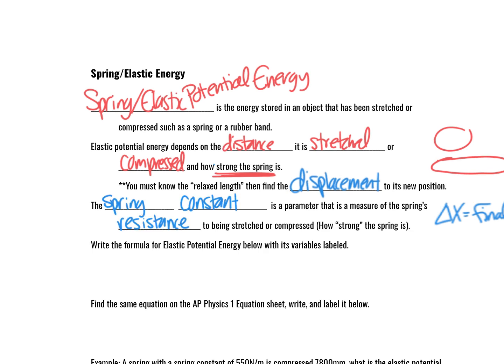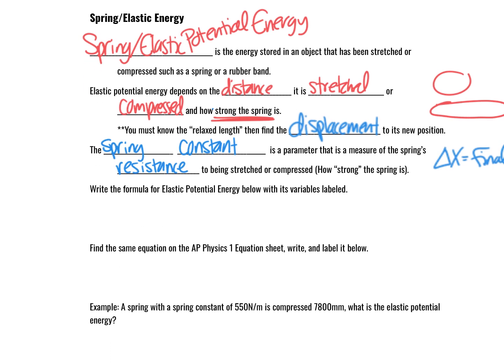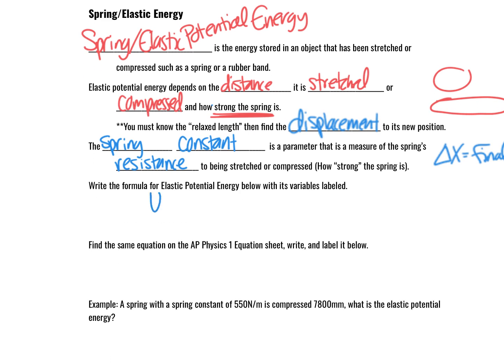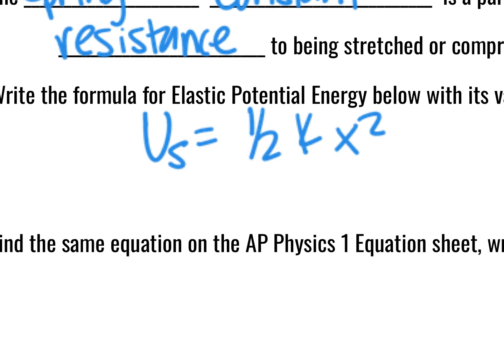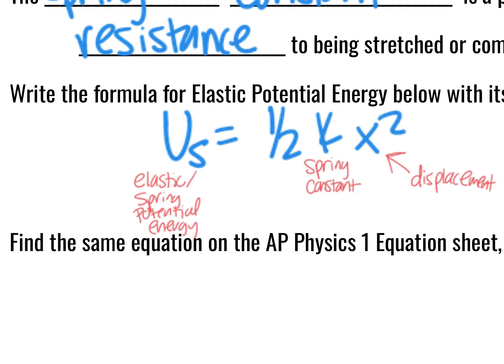So let's write the equation itself for this. Whenever you're looking for it, potential energy is using a U. So we're going to do U_S for spring potential or elastic potential, and it's 1/2 k x squared. Now, a couple important things. Let's look at it. Elastic spring potential right here is our U_S.